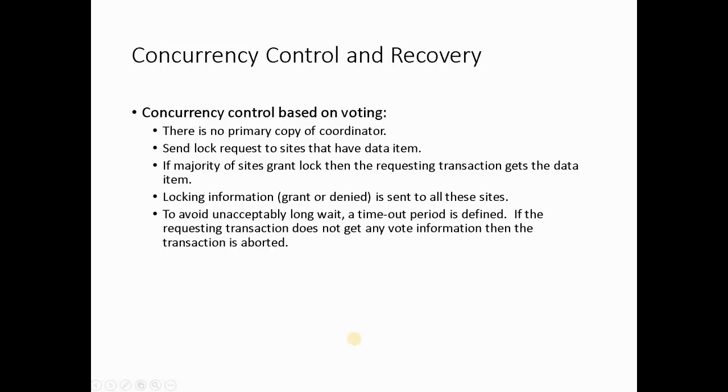Okay, let's look at another way of handling concurrency control. In this particular case, it's based on voting, so there's no primary copy or coordinator. Which means you need to request the locks from the sites which have that particular data item you are interested in locking. If the majority of sites grant the lock, then the transaction gets the data item, and this locking information is sent to all these sites, right?